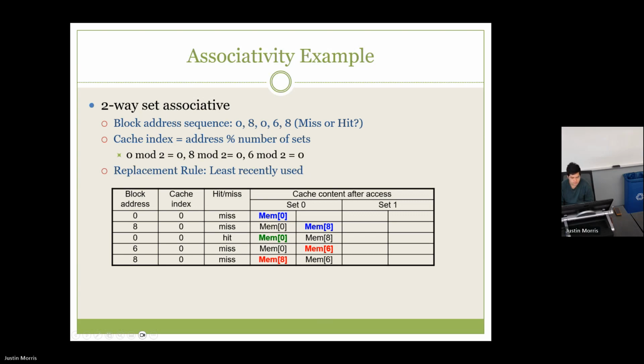So we see how we increase the associativity. We were able to get a little bit better hit rates when we have these conflicting addresses, right?